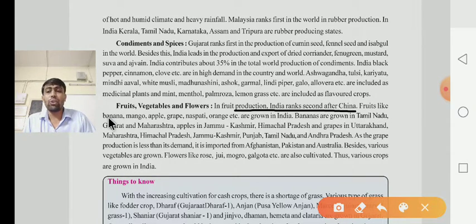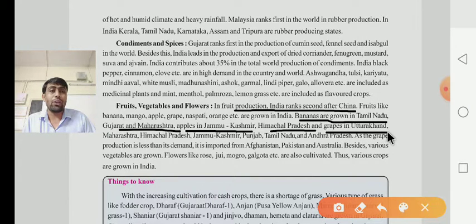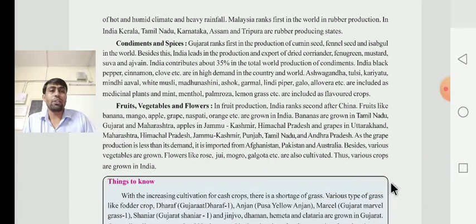Now they have given the names of the fruits. Fruits like banana, it means keda, mango, cherry, apple, safarjan, grapes, द्राक्ष, नाशपति, orange, narangi, etc. are grown in India. Now bananas are grown in Tamil Nadu, Gujarat, Maharashtra. These are the names of the states where there is more production of bananas. Apple in Jammu Kashmir, Himachal Pradesh; grapes in Uttarakhand, Maharashtra, Himachal Pradesh, Jammu Kashmir, Punjab, Tamil Nadu and Andhra Pradesh. These are all the names of the states where there is more production of grapes.